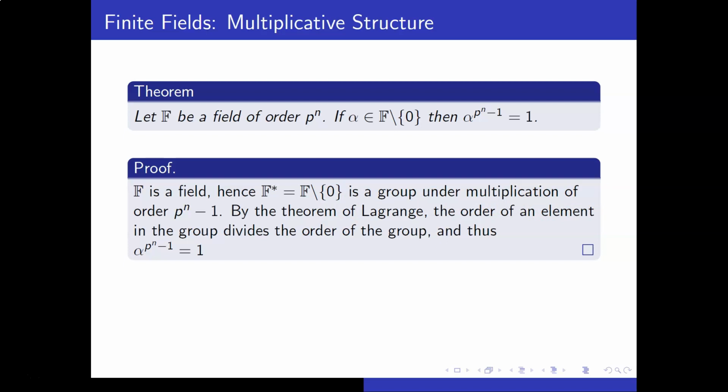Theorem of Lagrange says that if I have an element in a group, then the order of the element divides the order of the group. So if I take any alpha, its order must divide p to the n minus 1. p to the n minus 1 is a multiple of its order. So I take alpha, I raise it to its order, I raise it to further powers. I still get 1 every time.